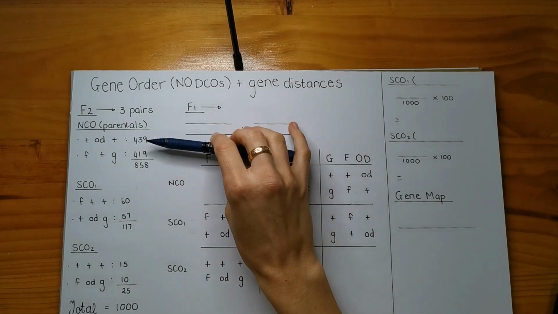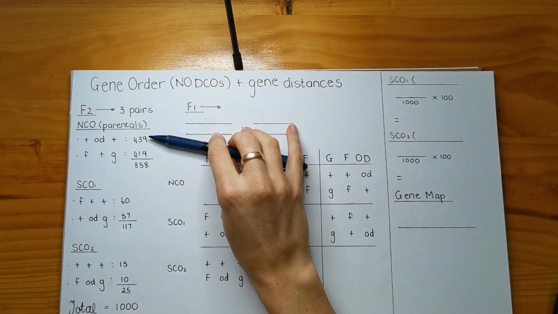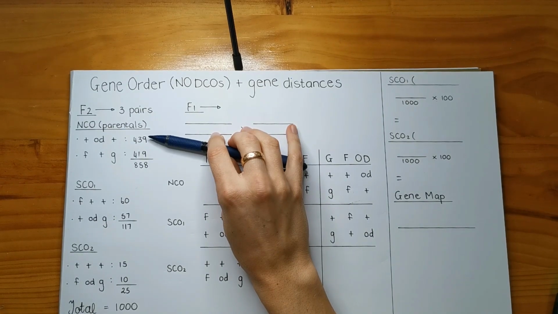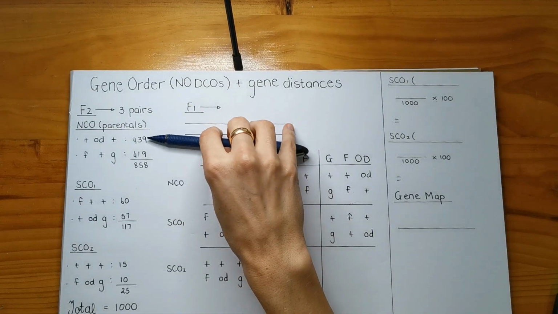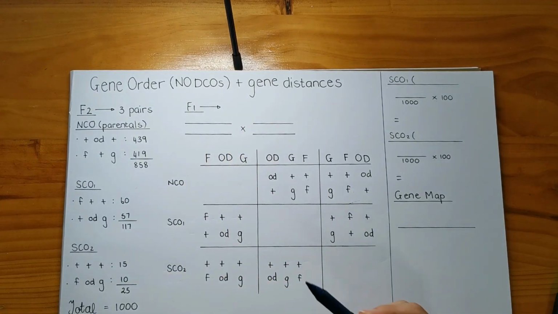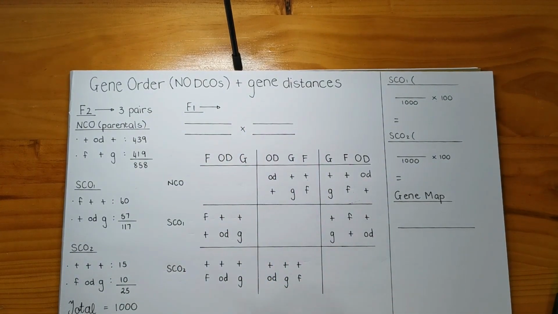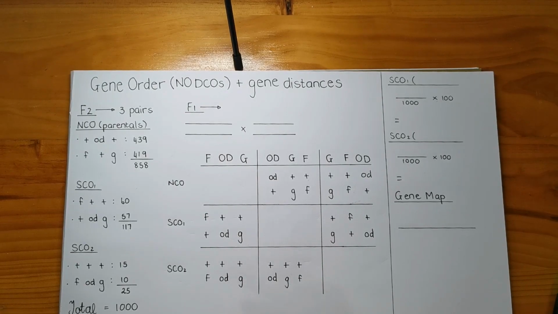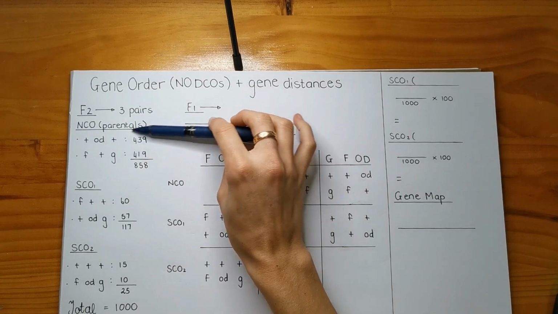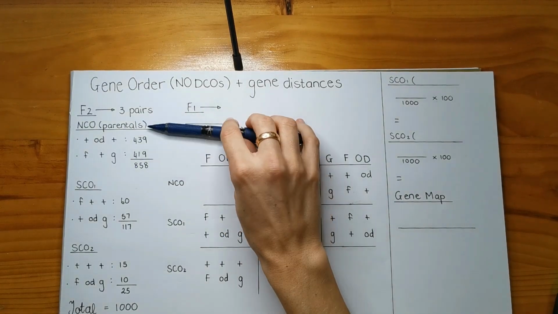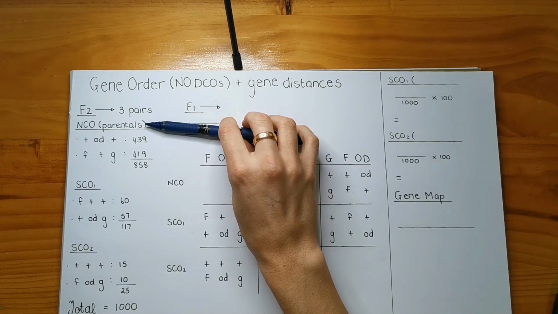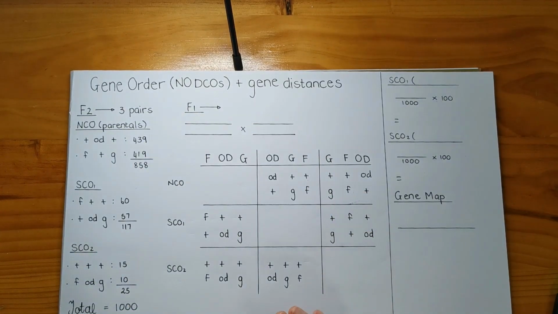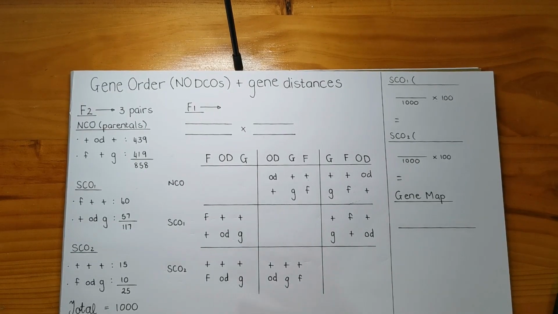I've also written all my offspring in descending order here, from highest to lowest. Remember, you have to put them in order. That's the first thing you do when it comes to doing your gene order and you have the F2 progeny. The highest numbers, always remember, are your non-crossovers. They are your parental types, so they will always be the highest. They tend to be more than 50% of your total progeny. Anything after that are your recombinants.